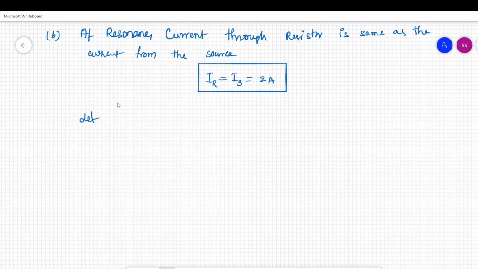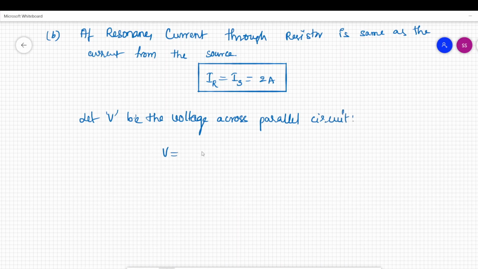Let us assume V be the voltage across the parallel circuit. This will be the same for all the elements, so V can be found by IR into R value, because the current through the resistor is known, that is 2 amperes, and the resistance value is also known, that is 400 ohms. So V equals 2 into 400, which will have the same phase because it is the resistor voltage. So the network voltage is 800 volts.